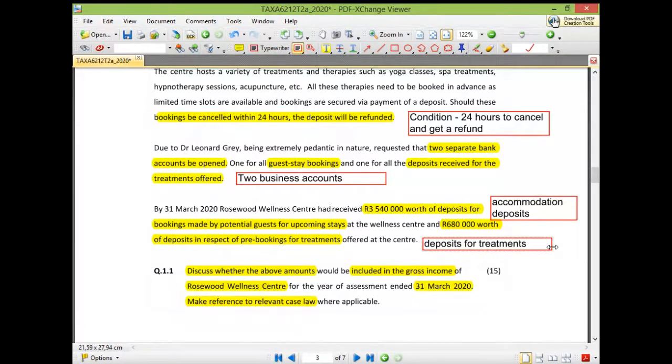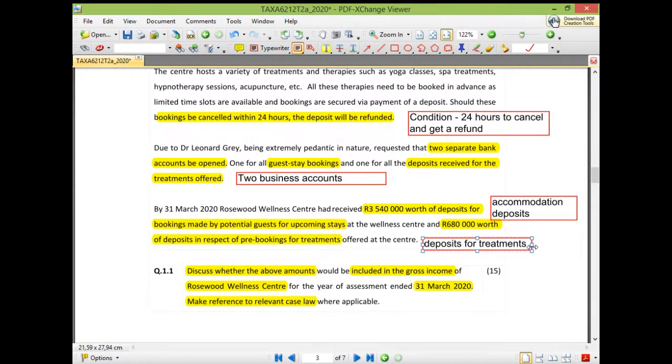Okay, so based on this information, now they want you to discuss the above amount. You can see they are basically talking about deposits for 2 different types of services. So in your solution, you can start off with the generic information on how to account for the gross income, and then we start splitting it out between the 2 different deposits.